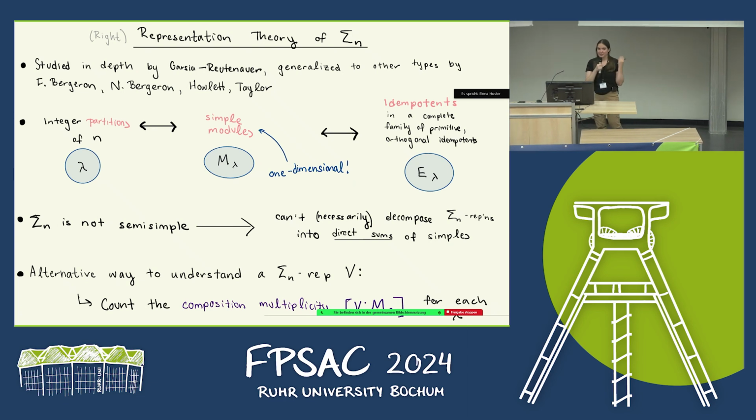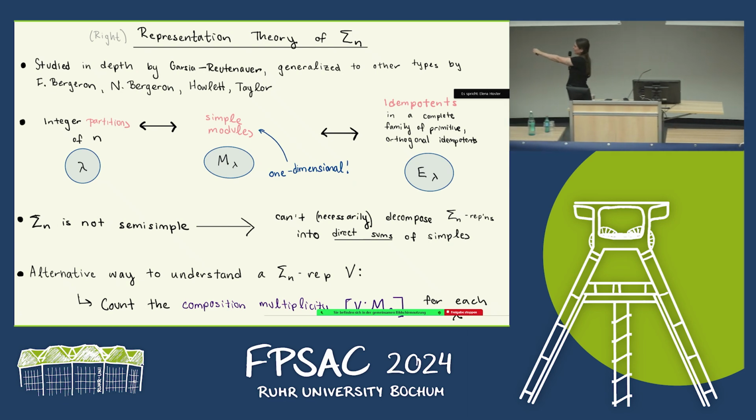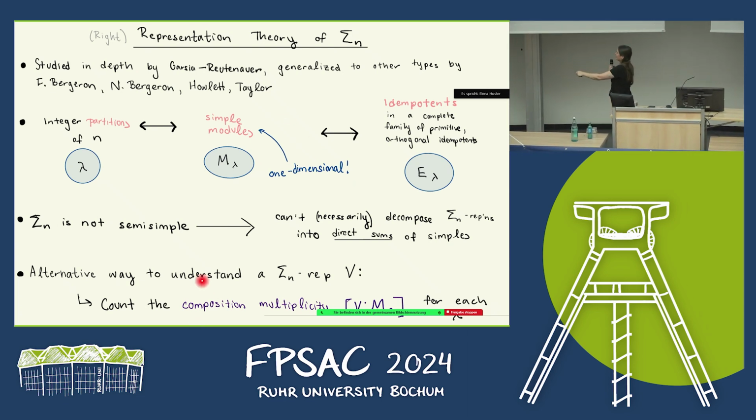So let's say you hand me a descent algebra representation V, and I want to understand it. One way I could do this is by building a composition series of V. And even though that's not unique, what is unique is the number of times each simple shows up in that composition series. So the goal that we're going to do is count the composition multiplicity for every simple m lambda.